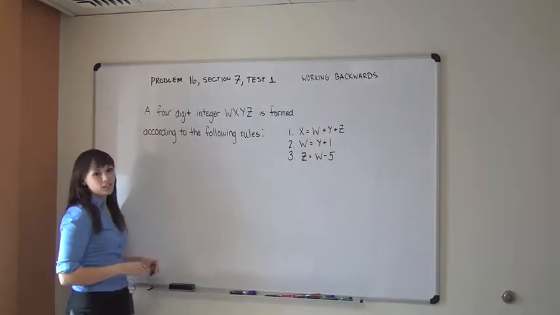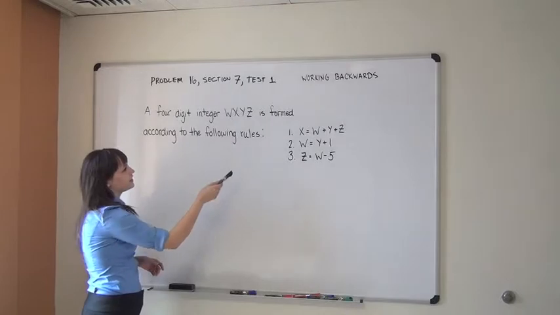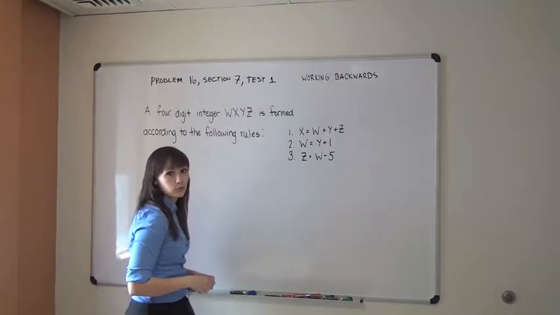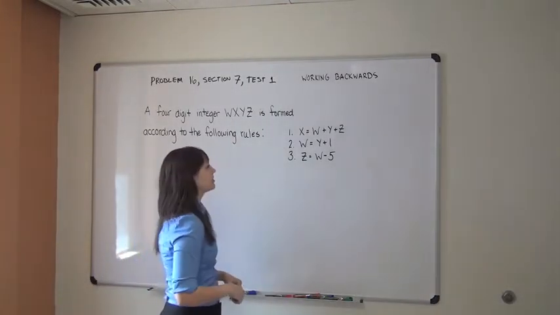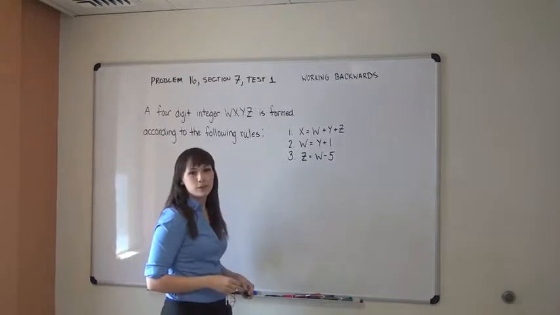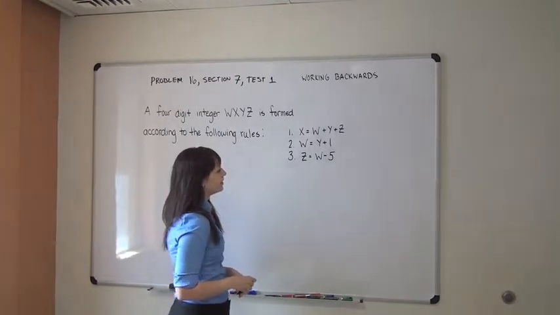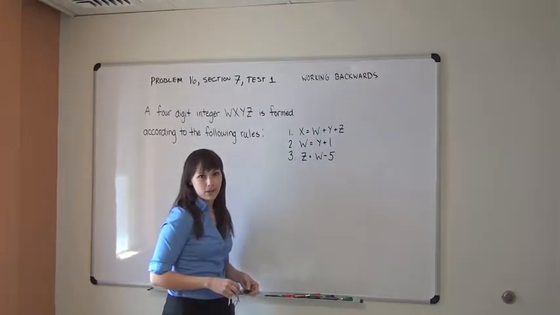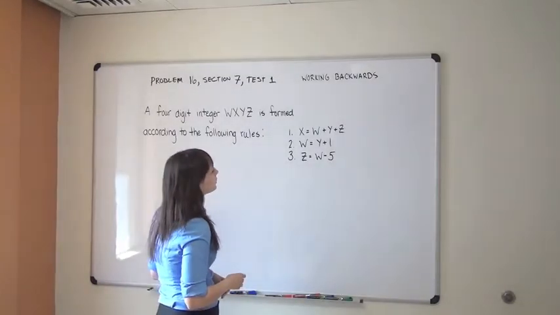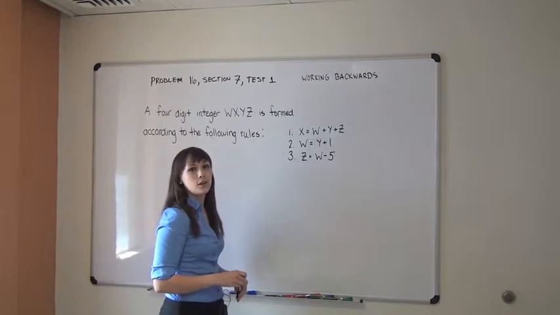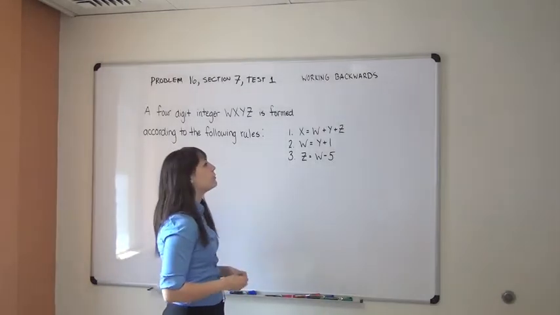So, a 4-digit integer, wxyz, is formed according to the following rules. You're then given 3 equations. X is equal to w plus y plus z, w is equal to y plus 1, and z is equal to w minus 5.